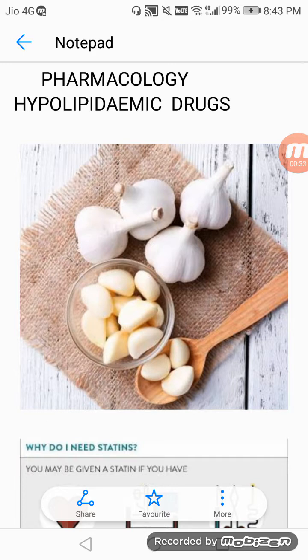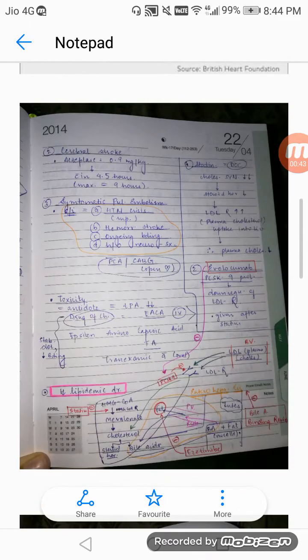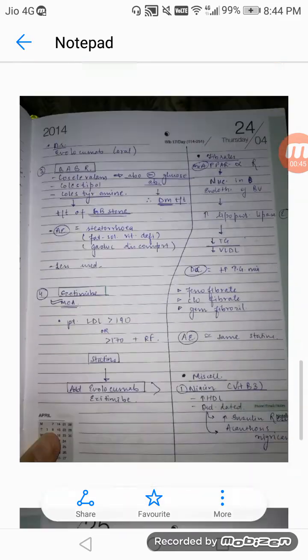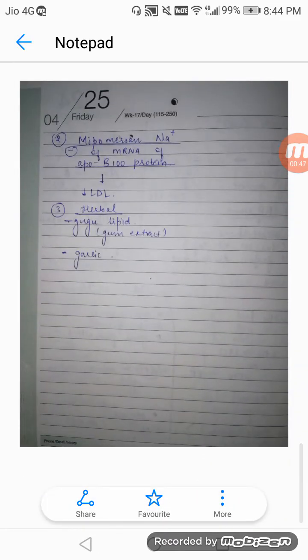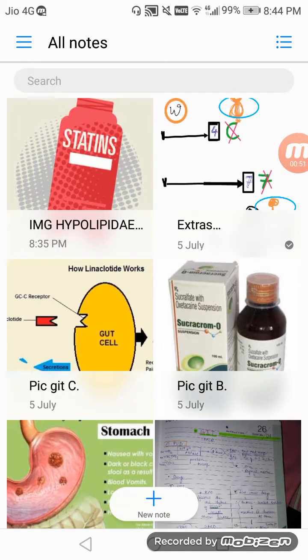So today's topic would be hypolipidemic drugs. It's a small, cute, and interesting topic. So first, let me give you a bird's eye view. This is the lecture. The theory part. And then certain related images.